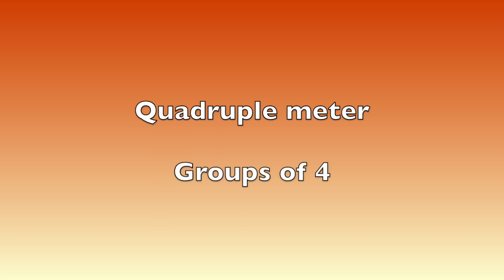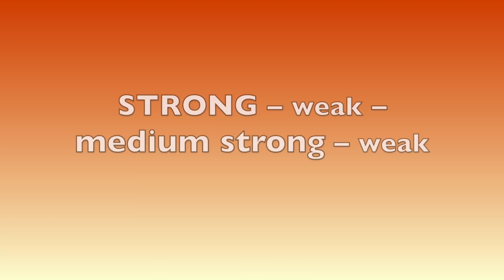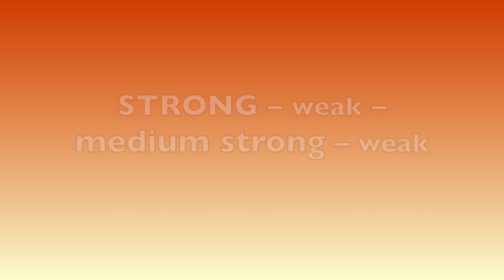Perhaps the most common meter is quadruple meter, which is found in 4/4 or common time. This has pairs of strong and weak beats. The pattern is strongest on beat 1, weak on beat 2, medium strong on beat 3, and weak on beat 4. 1, 2, 3, 4. Think of a march. Left, right, left, right.